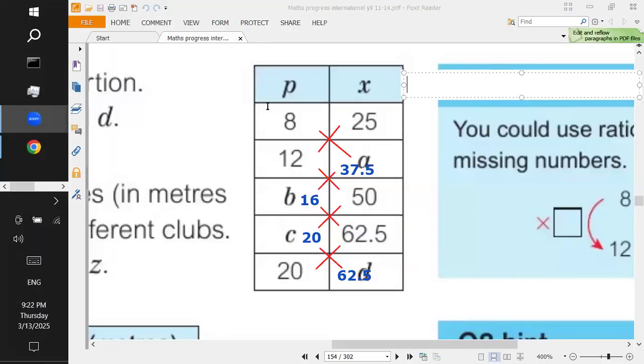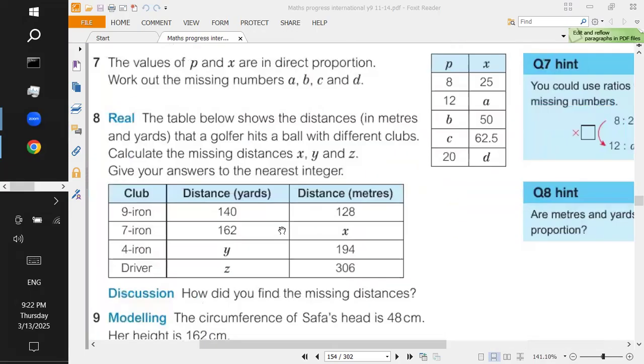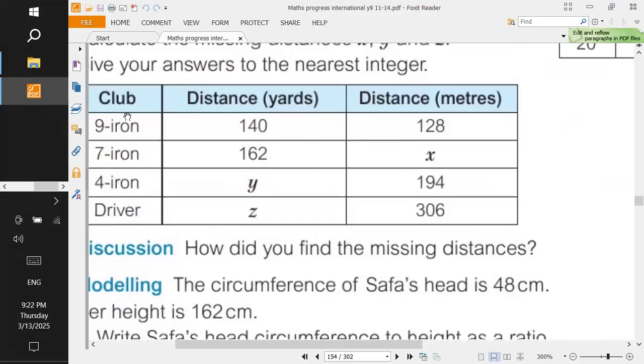Okay, let's move on to the next question. As we said, with direct proportion, we use this method to solve the problems and find the rest of the answers. Same idea here. We're missing the x, y, and z. So same idea. I'm going to do the cross method here. As long as the question tells me it is direct proportion, it means I can use this method to find the missing numbers. I'm going to multiply 128 by 162 and then divide it by 140 to find x. Same idea here, x, and then same idea here to find the missing variables.